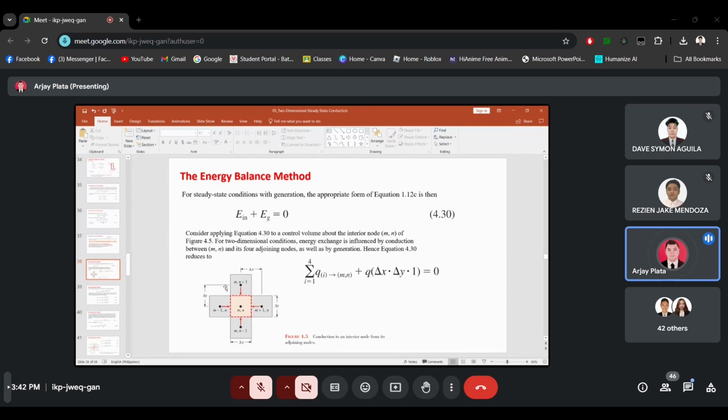So we have Q at M minus 1n, Q of M plus 1n, Q of M n plus 1, and Q at M n minus 1. So these are all conduction. So let's put some words.